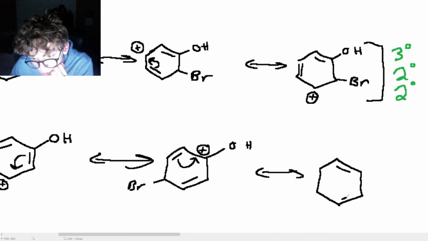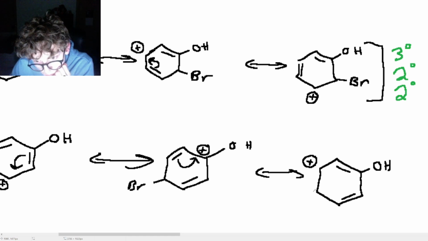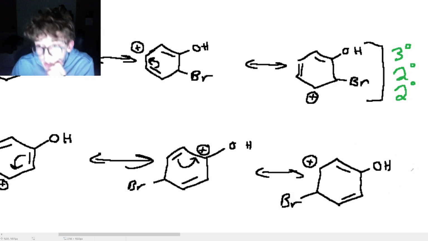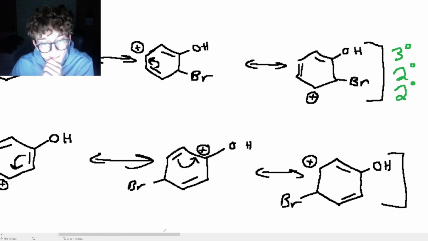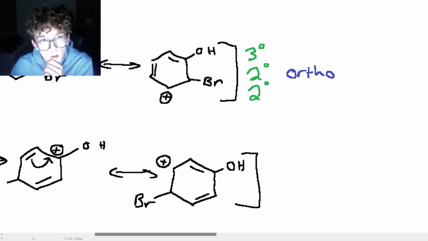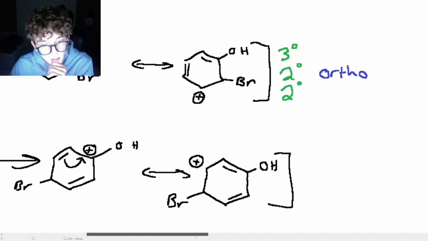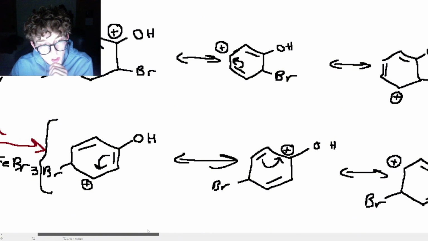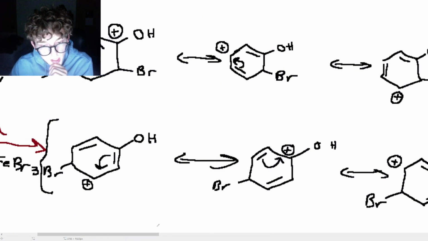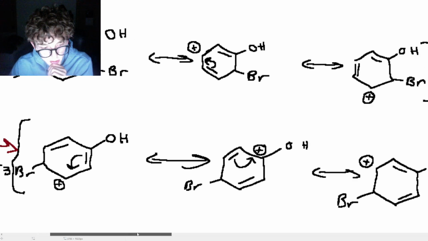And that leaves us with this here, and a positive charge here. Alrighty, so let's count our carbocations. We have a secondary, tertiary, secondary. So same as the last one.